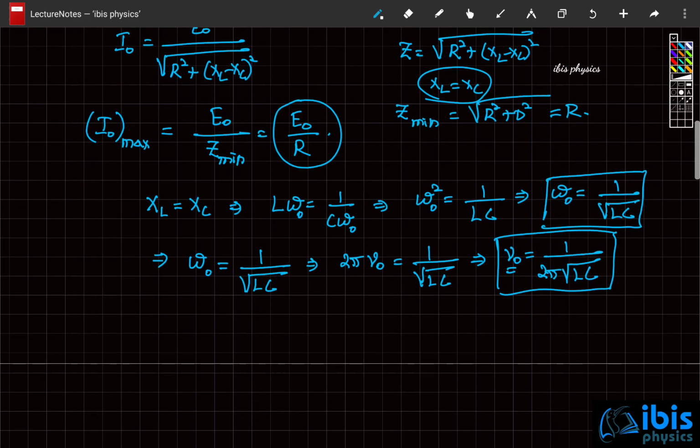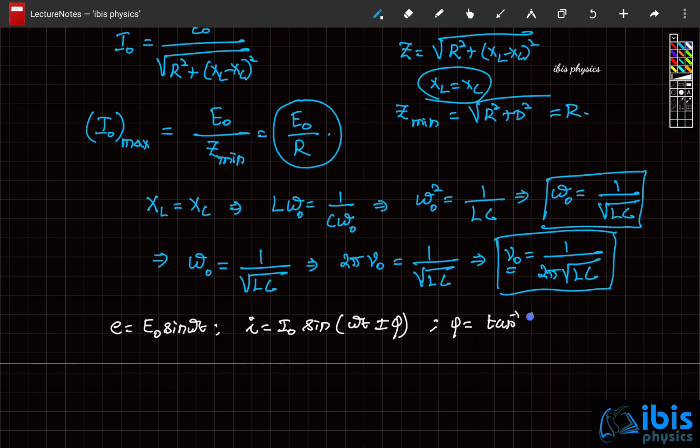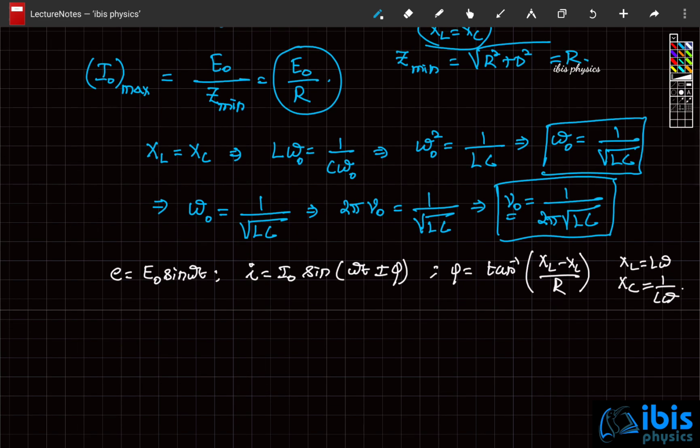Let's summarize once again. The applied EMF will be E naught sine omega t. The resultant current will be I naught sine of (omega t plus or minus phi), where phi is given as tan inverse of (XL minus XC) by R, where XL is equal to L omega, XC equal to 1 by C omega, and the current is maximum when impedance is minimum.